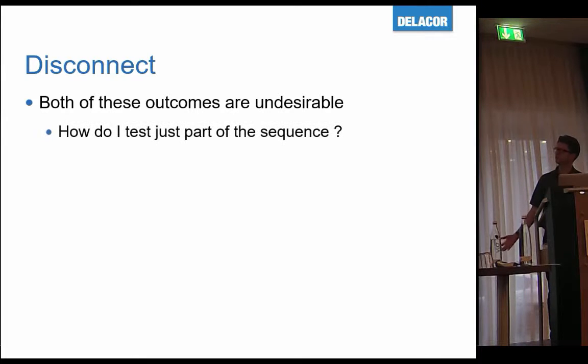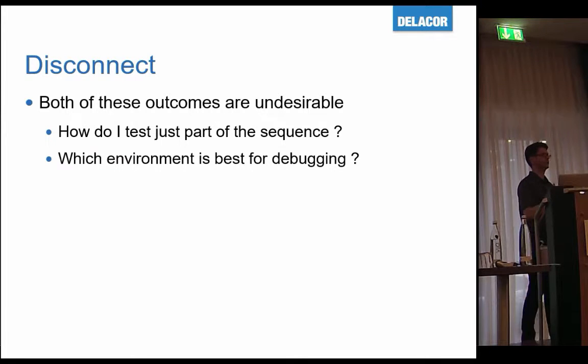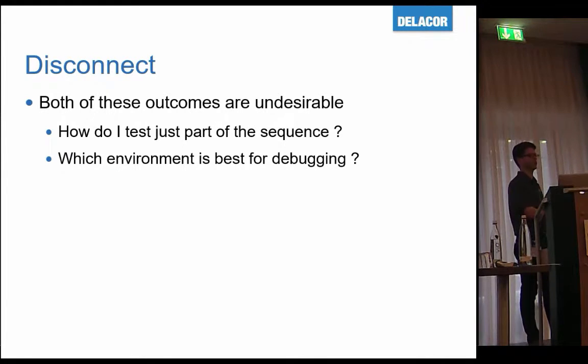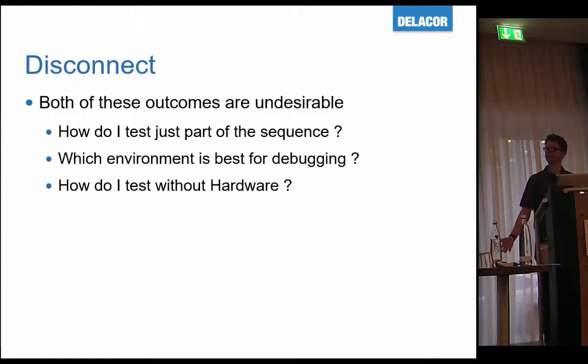So these are questions that I ask when I see software like this: how do I test just part of the sequence? Which environment's best for debugging? I know which I prefer. I'm used to the LabVIEW toolchain. Fabio probably disagrees with me, but I know what tools work for me when I see a particular issue. How do I test without hardware? I'm going to start doing some kind of hardware abstraction. Where does that sit within my hierarchy?